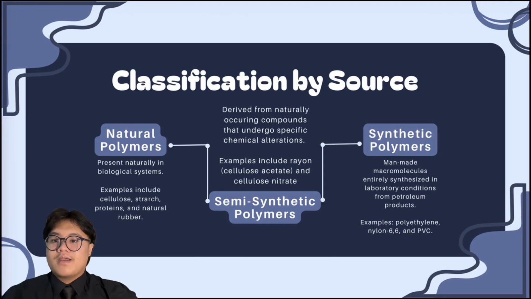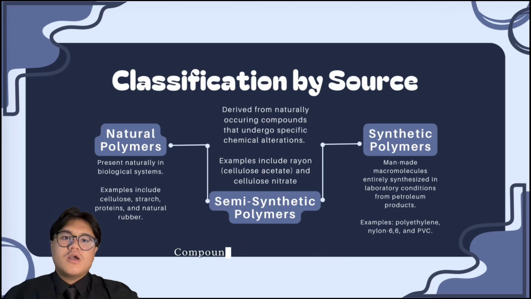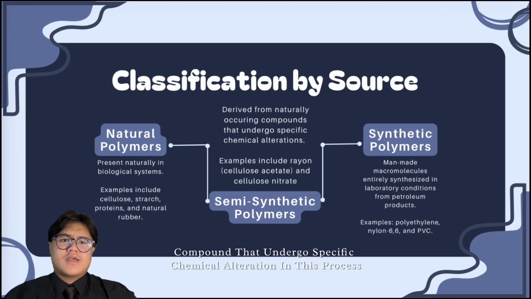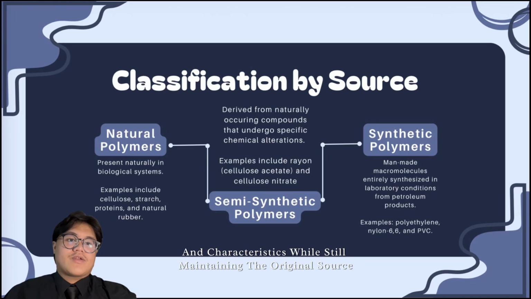flexibility. Secondly, semi-synthetic polymers are derived from naturally occurring compounds that undergo specific chemical alteration. In this process, natural materials are modified to improve certain properties and characteristics while still maintaining their original source.